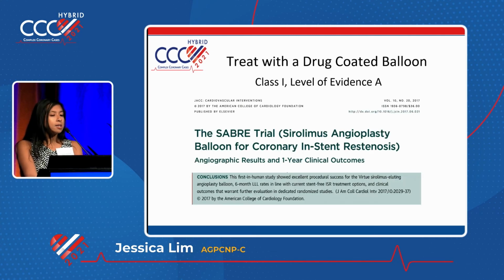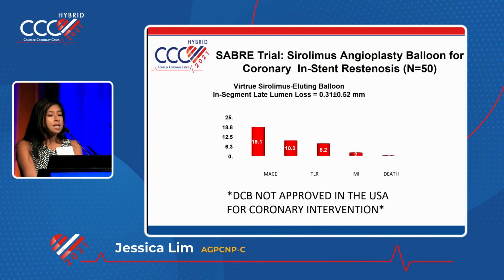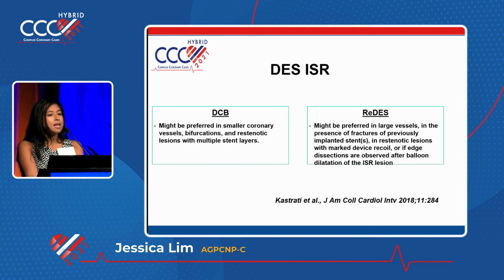Also, a class 1 level evidence A is treat with a drug-coated balloon, but as Dr. Sharma mentioned, it's not approved in the US for coronary intervention at this time, but the SABRE trial was one of the first trials that they did. And depending on the patient's situation, what type of ISR we are talking about depends on if we go towards the balloon or the restenting with another stent.